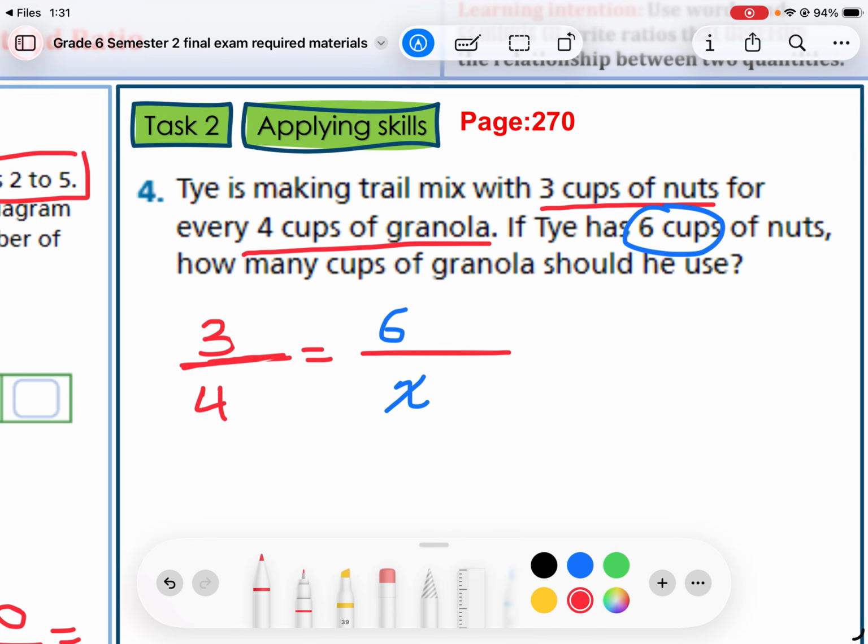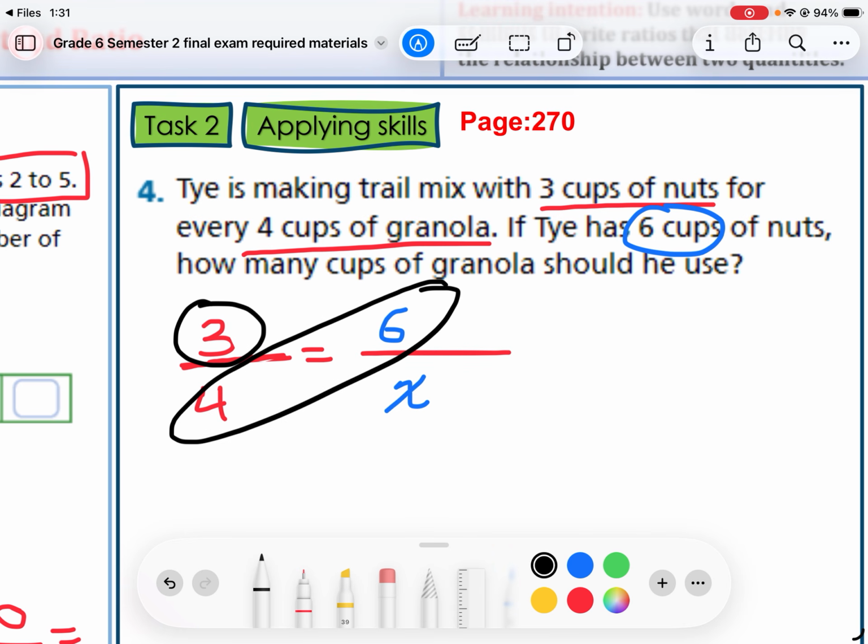Okay, after I created my proportion by matching units, now I'm going to use the butterfly strategy. Again, you will multiply the opposite numbers and divide by the one left behind.